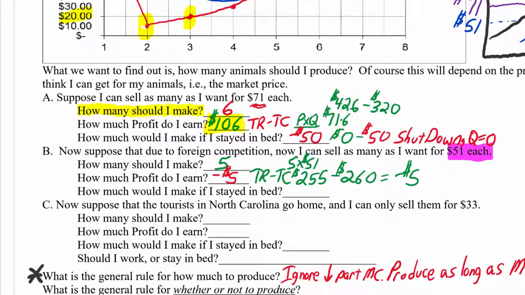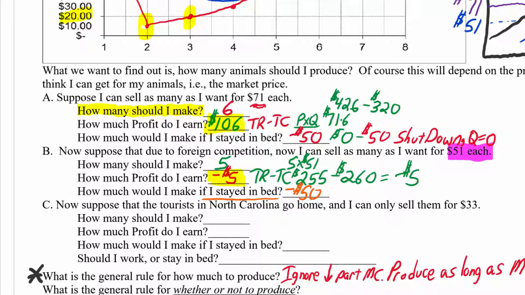Because what's their other option today, really? Since they have their rent they have to pay, they have their money tied up in their tools and all those things, their other option really is to stay in bed and produce zero, and in that case, they'd lose $50. So which would you rather do, lose $50 today or lose $5 today? Their best choice is to lose this $5 today. Now, they're not going to do that forever, but that's the best choice they could do today. In the long run, if they think they're always going to earn $5 less than what they need to keep them interested in staying in this business, in the long run, they're going to exit this industry altogether and do something else.